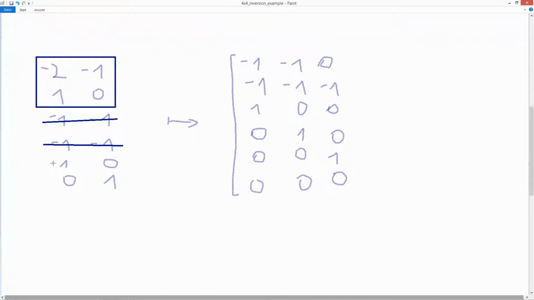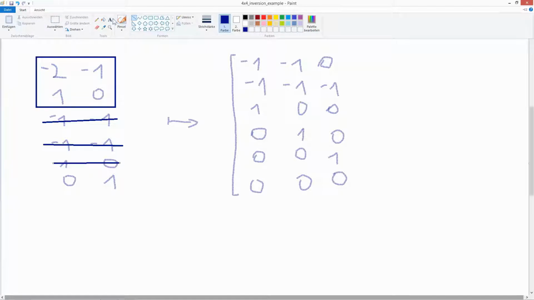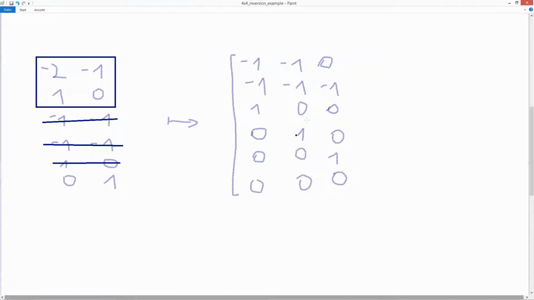Okay, cross out the row. And then the last time we have to ignore this here and calculate 1 times 1 is 1. Ignore this here, -1, 0, 2. And 0, 0, 0, 1. And now we have this matrix here.